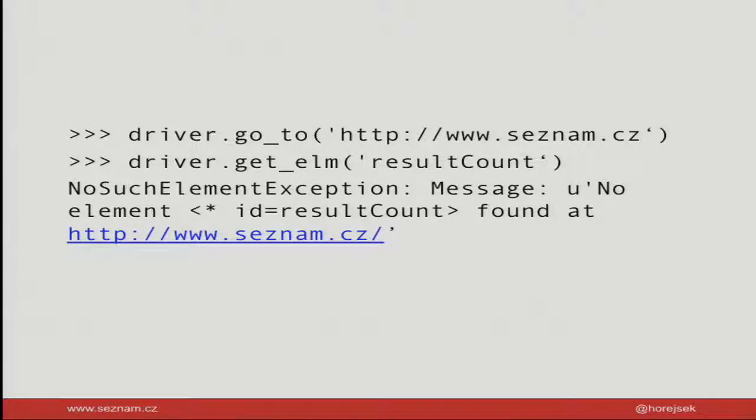But I want to know which page it's on. Is there a bug on the page with results, or is there a bug with the page with the form, which is not firing the right action? With this exception, you can see that the result count is not on the home page, because you have to be on a different page, so I know that the bug is not on the page with results, but on the home page.